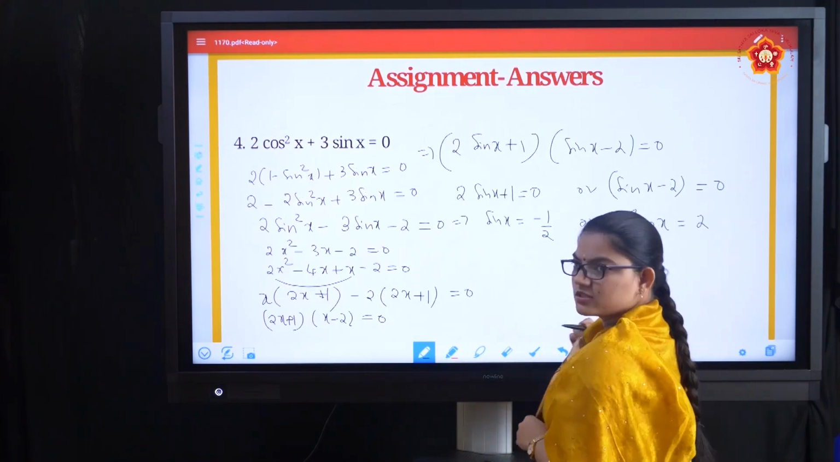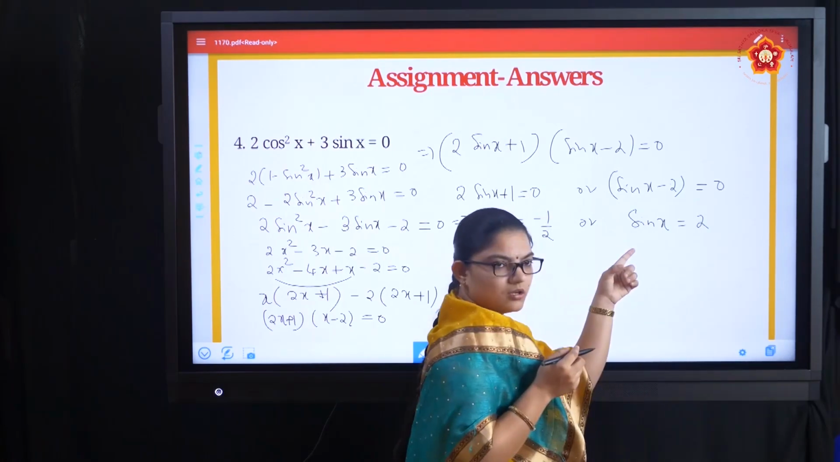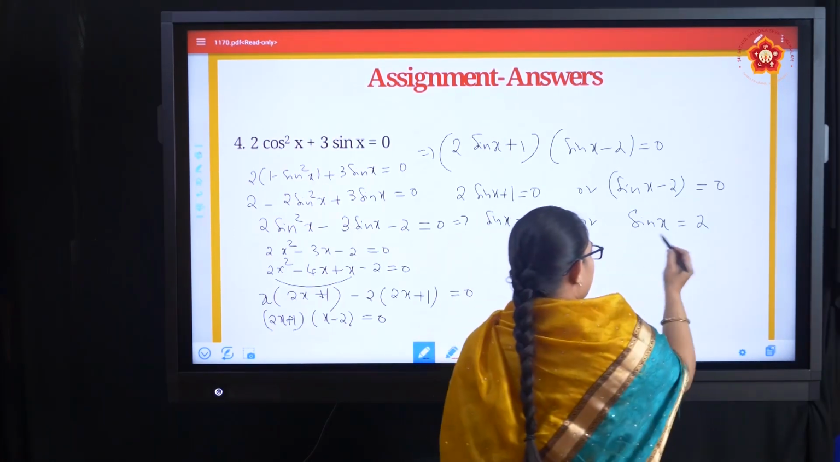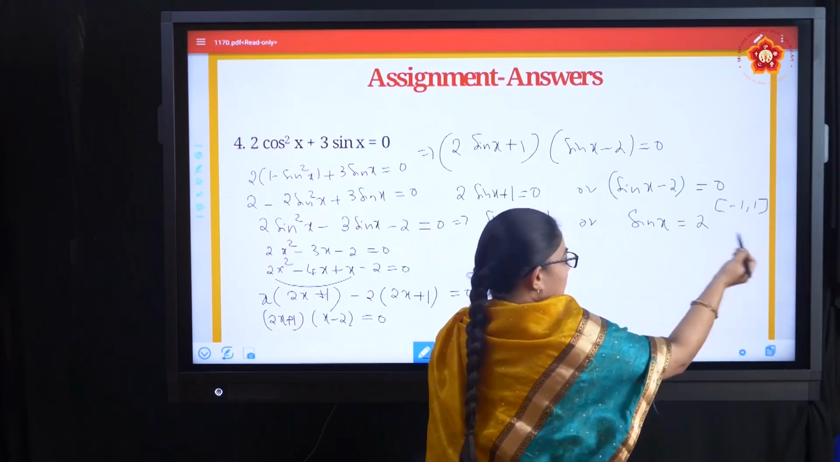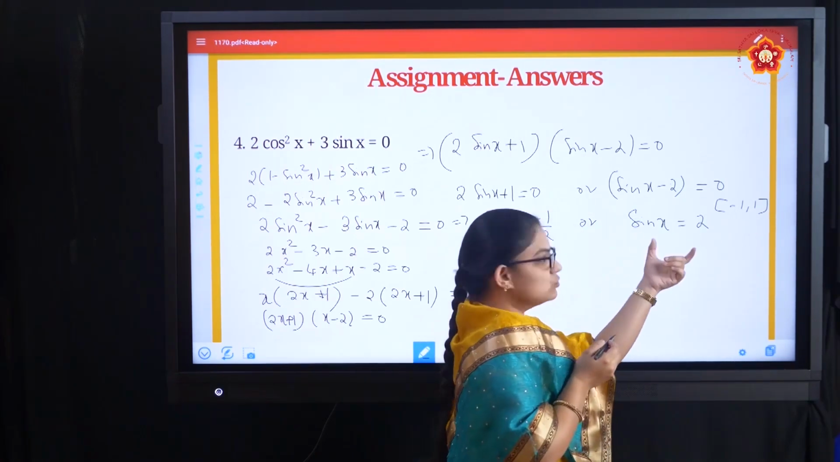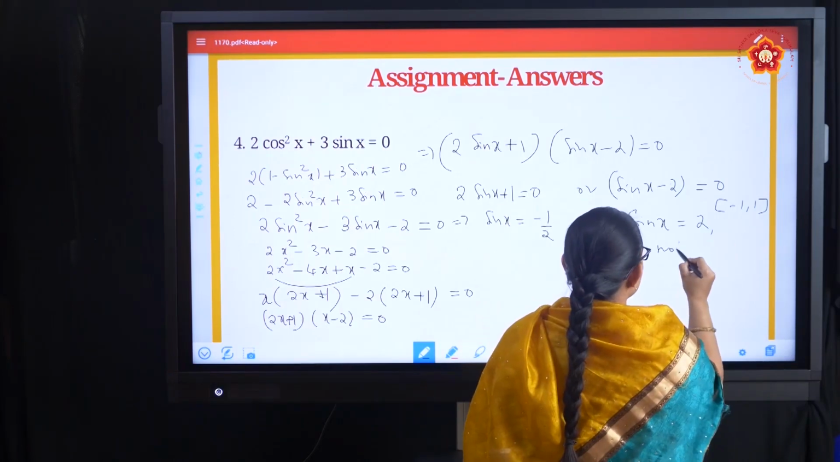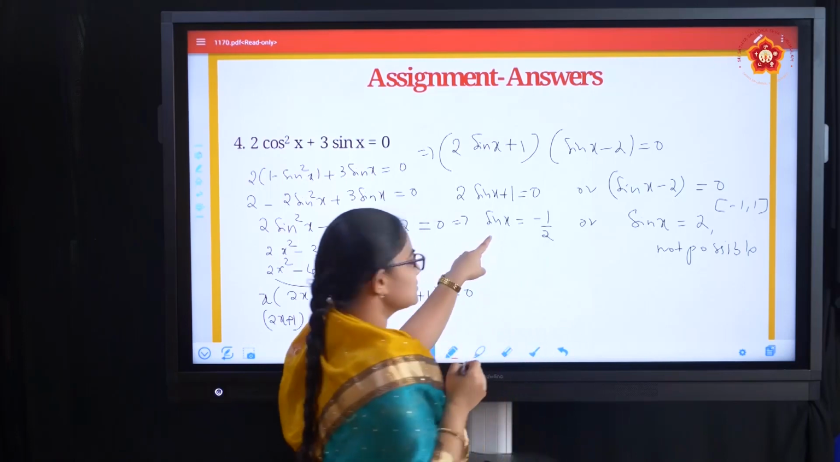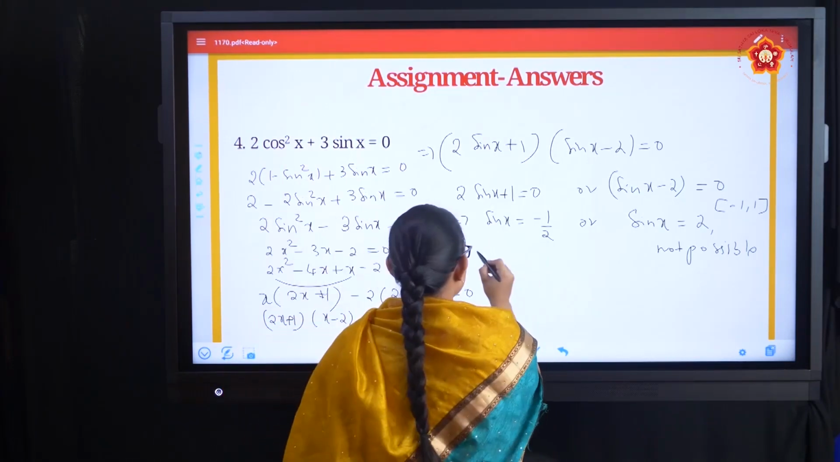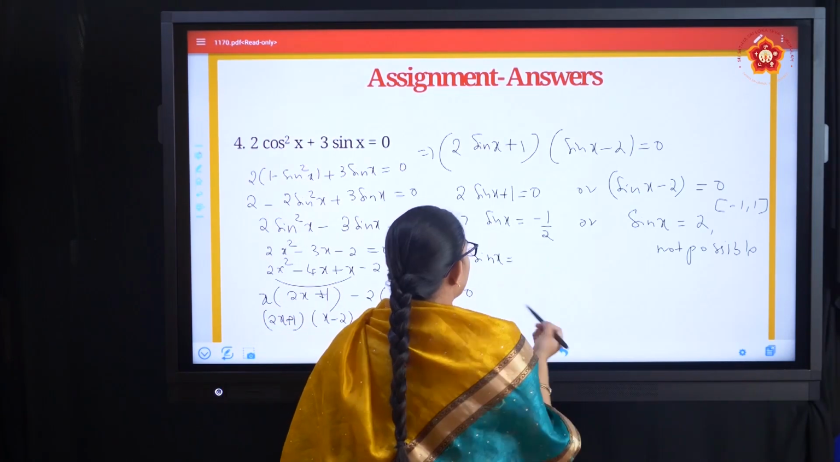But sin x equal to 2, will this happen? Because we know that the range for sin x is from −1 to 1, it cannot exceed 1. But here we are getting sin x value to be 2, which is not possible. So therefore we have sin x = −1/2. This will let us solve.